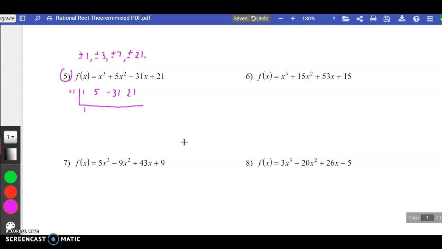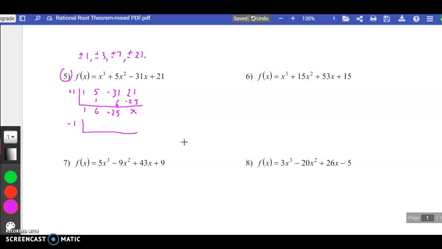Bring down the 1. 1 times 1 is 1. 5 plus 1 is 6. 1 times 6 is 6. Negative 31 plus 6 is negative 25. 1 times negative 25 is negative 25. That is obviously not going to leave me a 0. Go on to the next one, negative 1.